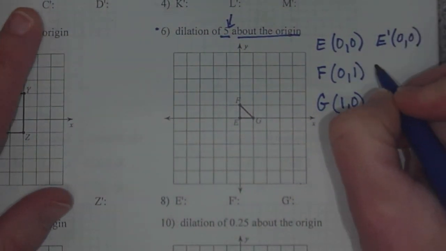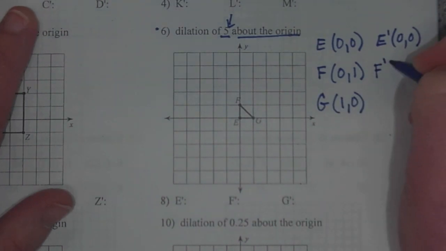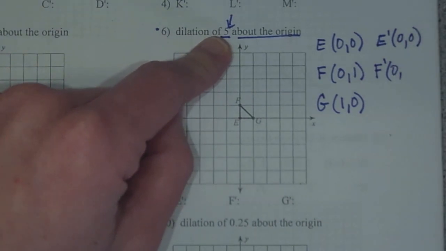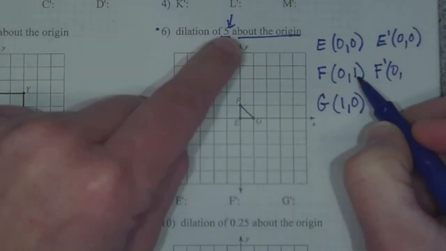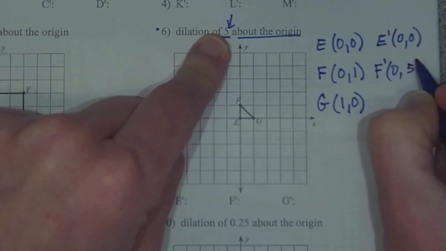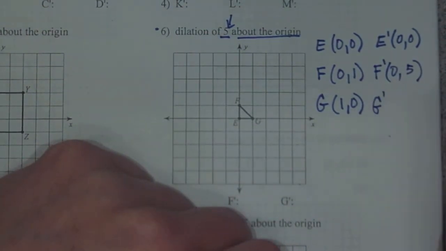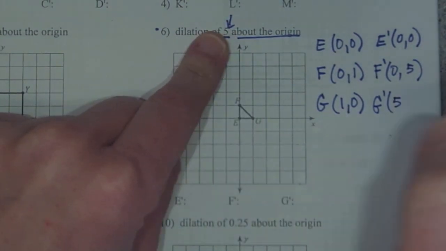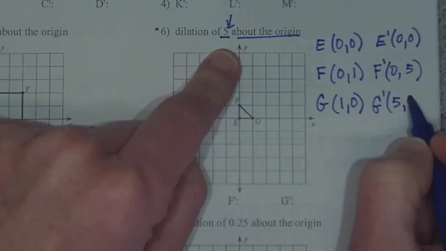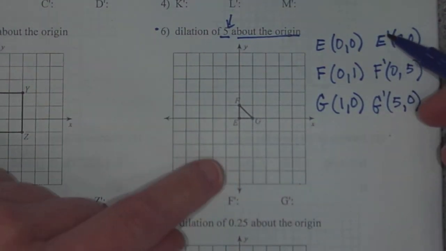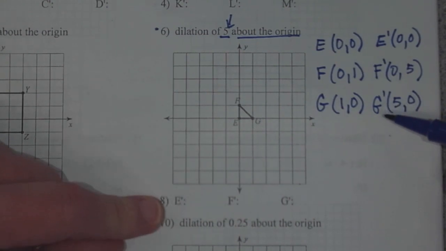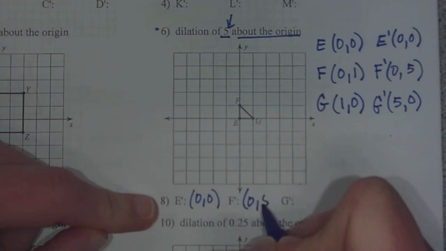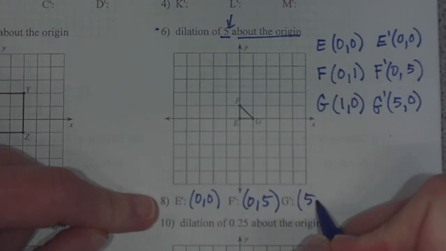Okay, now let's go on to F prime. This is our new F for the dilated image. We've got another 0 here, so multiplying that 0 by 5 is still going to give us 0. But here we've got a 1. What is 1 times 5? That gives us 5. And now we're going on to G prime. We've got a 1 here. Multiply it by 5, you get 5. And then take the 0, multiply it by 5. Looks like we've got another 0. And so that's your E prime, your F prime, and your G prime. I guess I could have written those down there. Let me just transfer them over. And then we're going to put it on the graph.